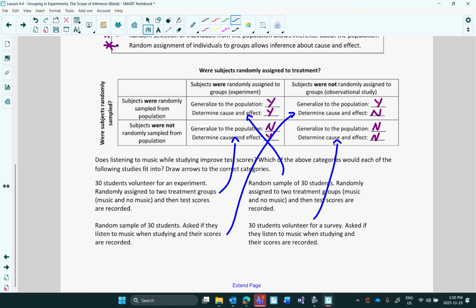That's going to be important because I guarantee you're going to get a question like it on the test, where you'll be given a situation and you'll be asked, can we determine cause and effect? Why or why not? Can we generalize to the population? Why or why not? But I believe there's one like that in the review that I gave.